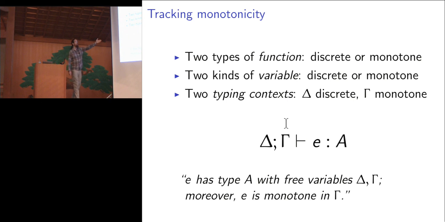And this is our typing judgment, which you can gloss as saying E has the type A with free variables in delta and gamma. And moreover, as you increase the variables in gamma, the value of E can only increase. Delta, you don't know. Increase the variable in delta, anything might happen. All right.